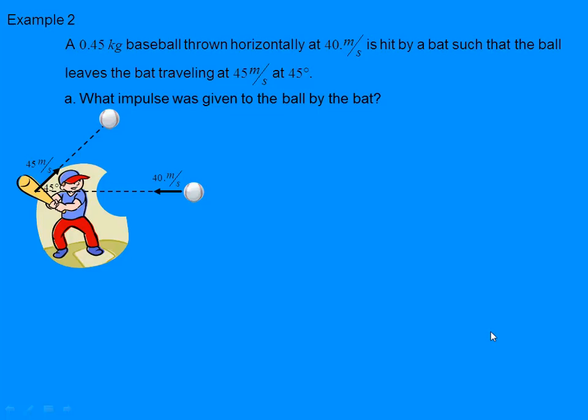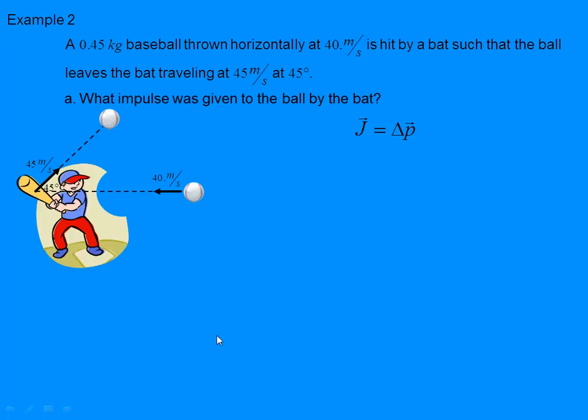So I want to know what impulse was given to the ball by the bat. The impulse given to the ball by the bat. Now, we don't have enough to just calculate the impulse with force times time. If we tried to do that, we don't have the information. What we do have, however, is that impulse is equal to the change in momentum. But you'll notice that this is not a one-dimensional problem. This is a two-dimensional problem.